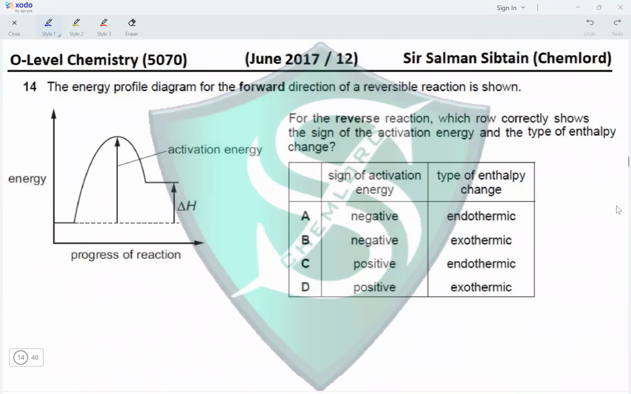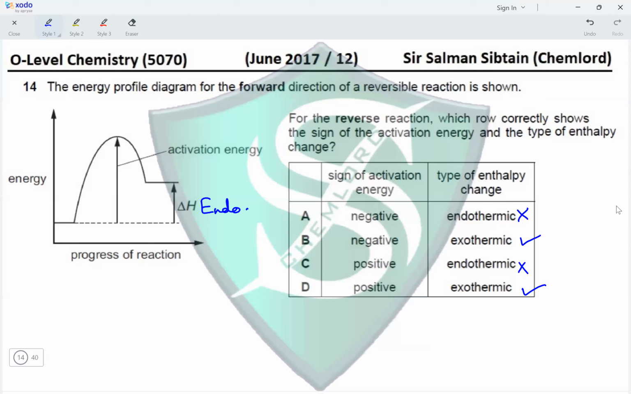Question 14. The energy profile diagram for the forward direction of a reversible reaction is shown. Okay, so the forward reaction is endothermic. For the reverse reaction, which row correctly shows the sign of the activation energy and the type of enthalpy change? So since the forward reaction is endothermic, the backward reaction would be exothermic. So options B and D both have exothermic present. So this eliminates options A and C.